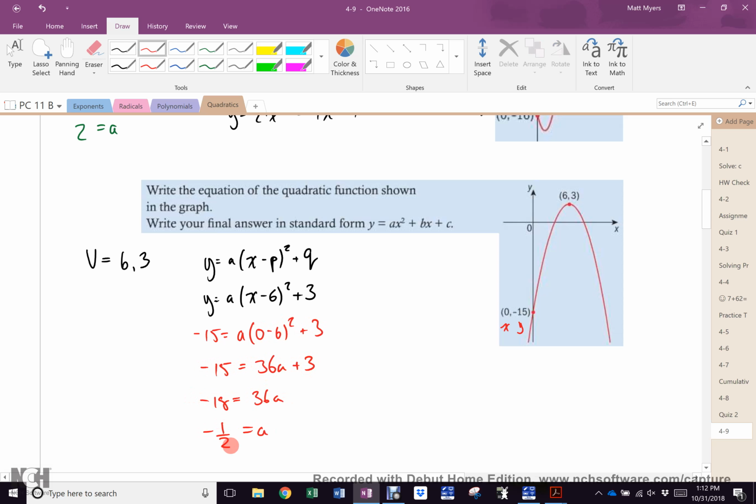Does that make sense? It does, doesn't it? Because it's negative, downward facing parabola, right? So the a is going to go in there. y is going to equal negative 1/2 (x minus 6) squared plus 3. How do I make that look like that?